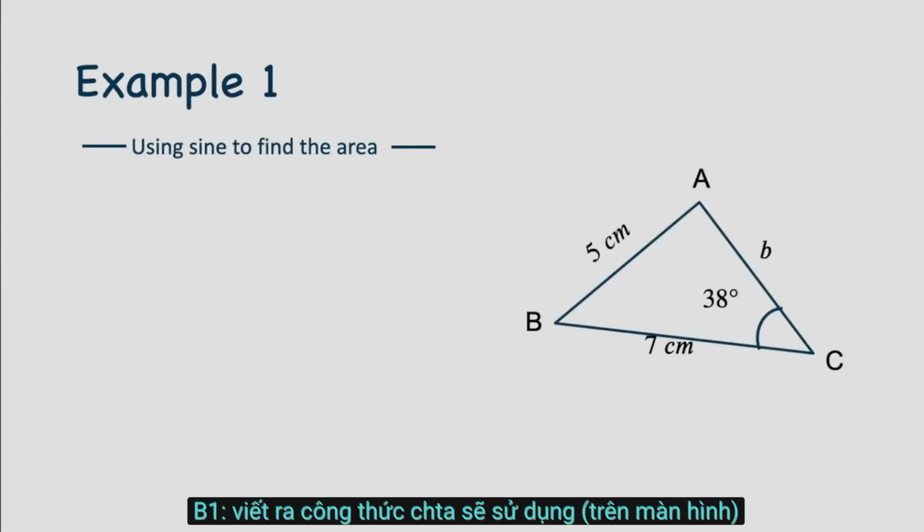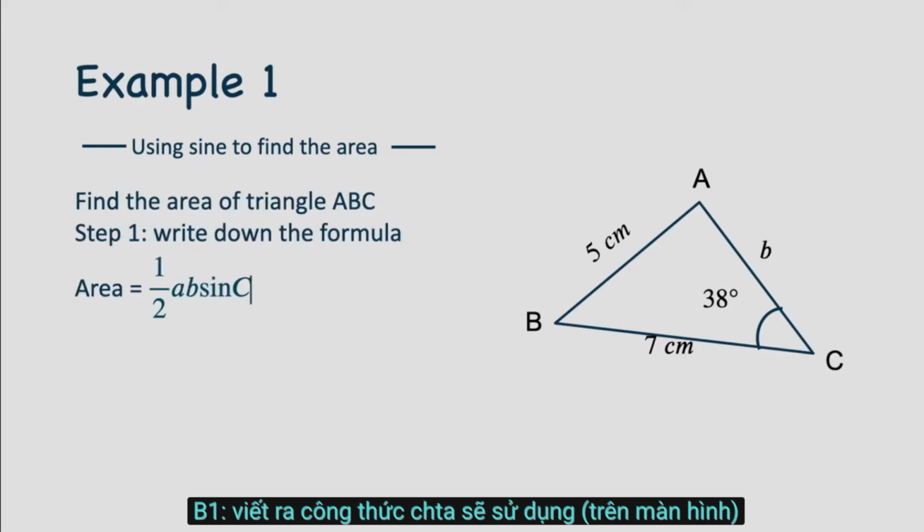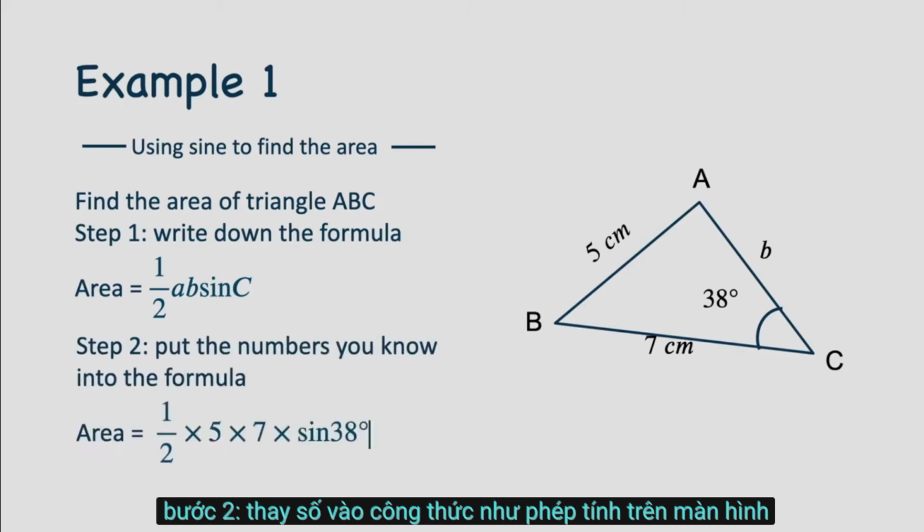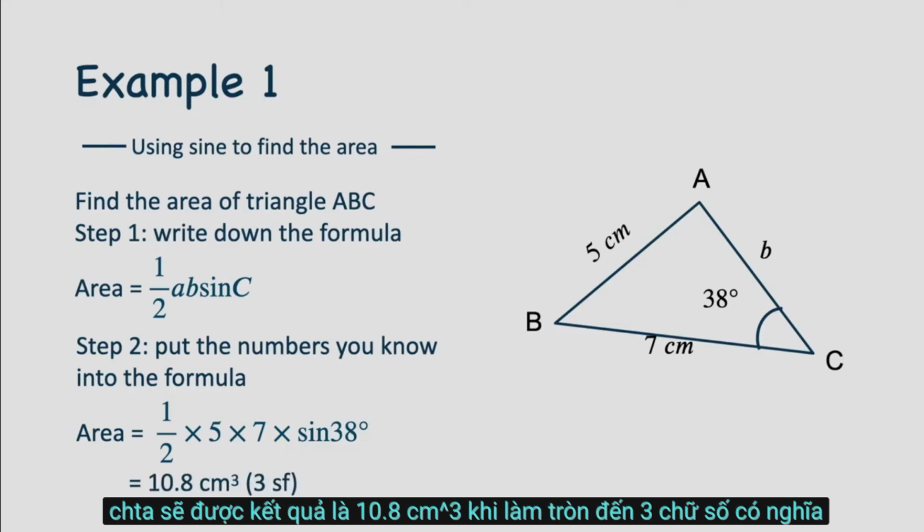Look at triangle ABC and think carefully of how you are going to solve it. Okay, let me guide you through the steps now. Step 1, write down the formula. S equals 1 over 2 multiply AB multiply sine C. Step 2, put the numbers you know into the formula. S equals 1 over 2 multiplied by 5 multiplied by 7 and multiplied by sine 38 degrees. And we will get 10.8 centimeters cubed to 3 significant figures.